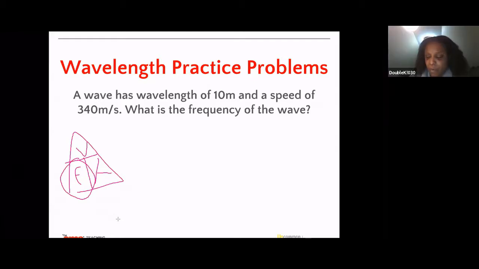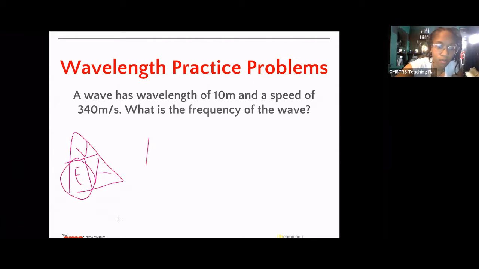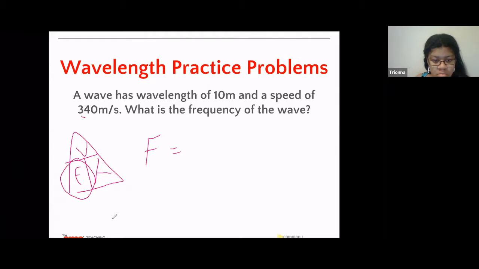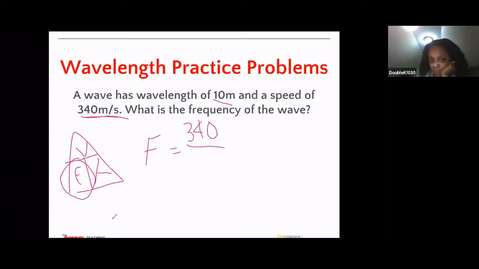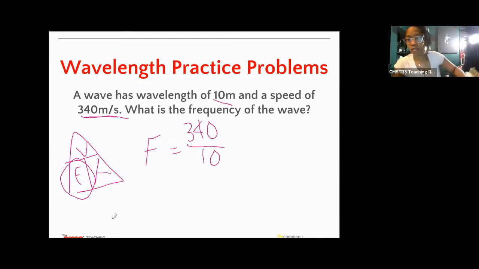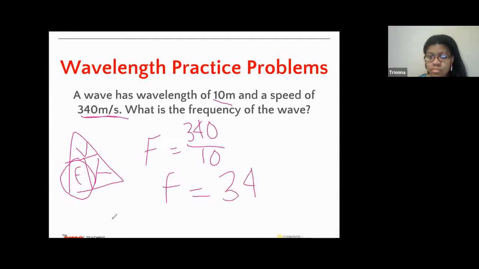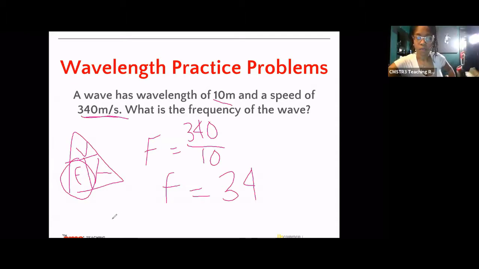So 10 divided by 340. Other way. So if we have frequency, our velocity is the speed right here. So that's going to be 340 divided by 10, which means the frequency would be what? 34. Yep. So we have 34 hertz, really, which is the same thing as meters per second.